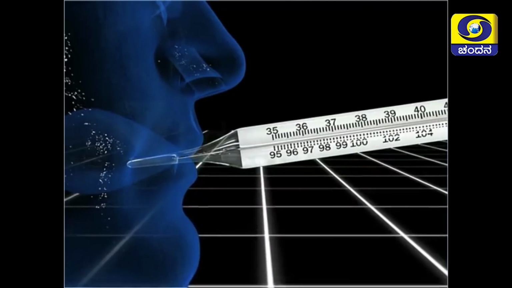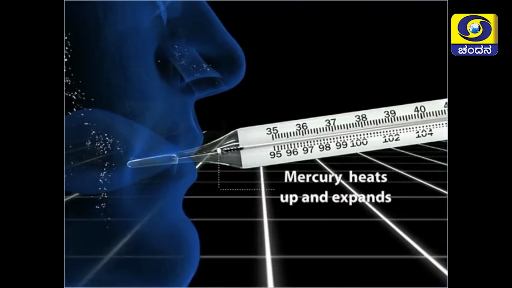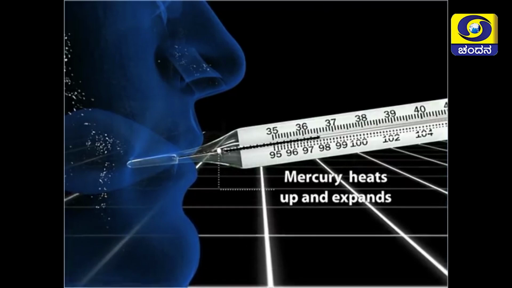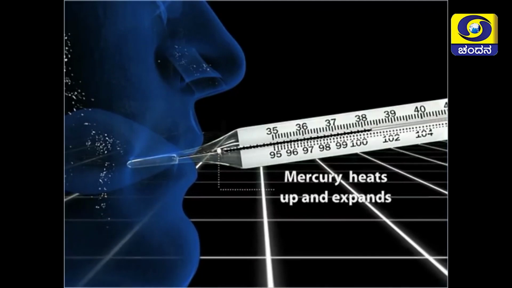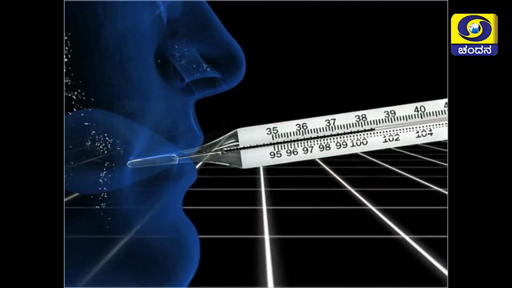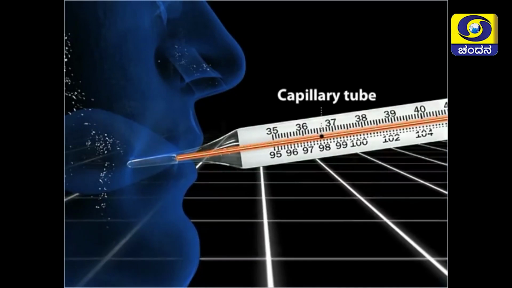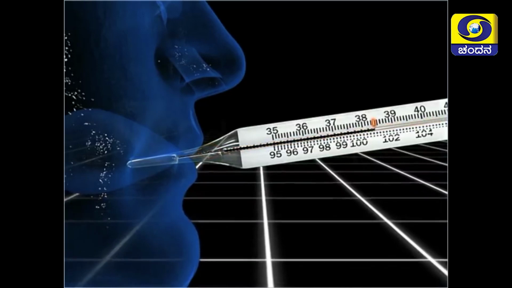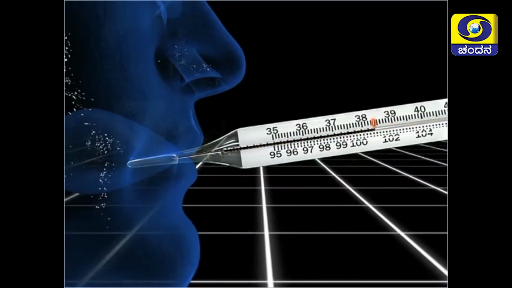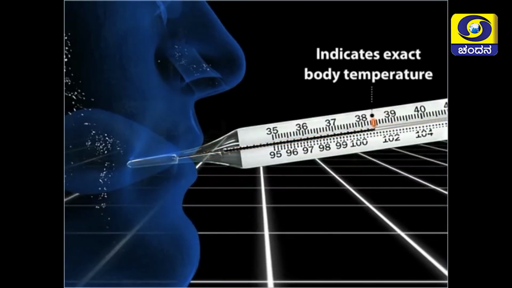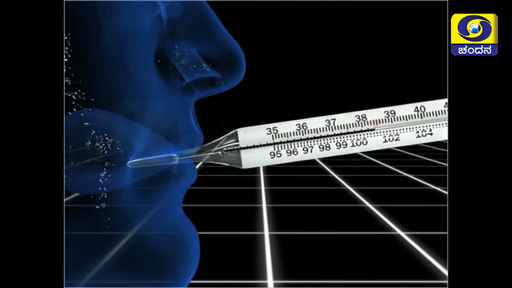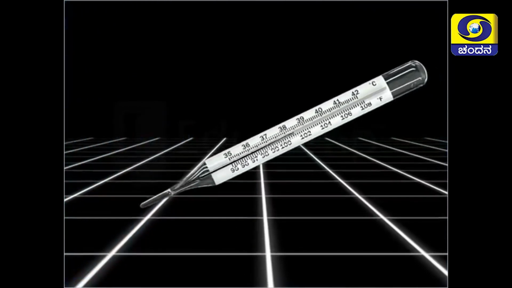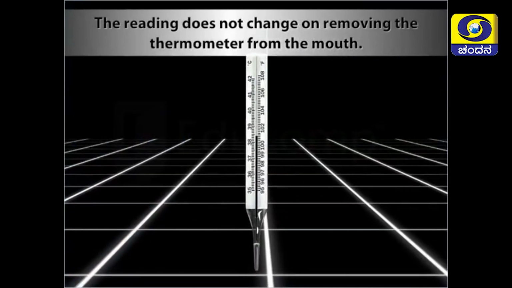Because of the body heat, the mercury inside the bulb heats up, expands, and rises to a certain level in the capillary tube through the constriction. The new level to which the mercury rises indicates the exact body temperature. You may be wondering if the reading changes on removing the thermometer from the mouth. Well, it does not.